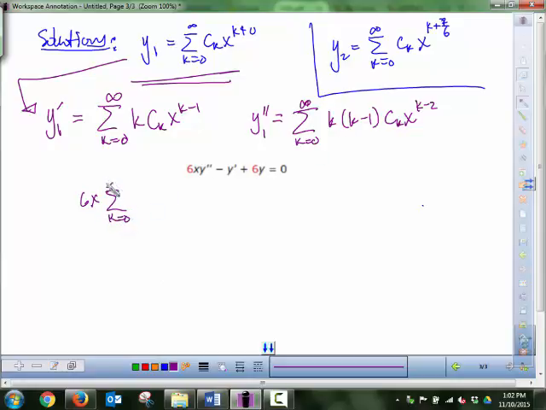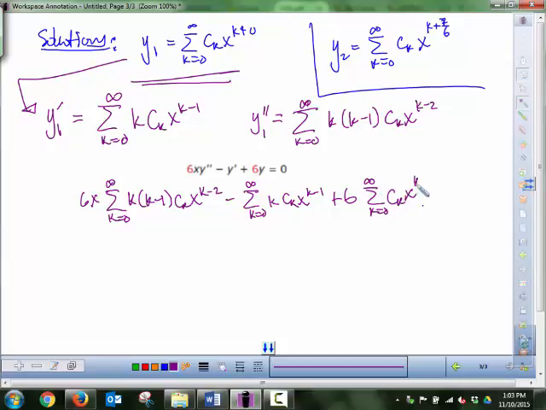The sum from k goes from 0 to infinity of k times (k minus 1), c sub k, x to the k minus 2, minus the y prime. That's k c sub k, x to the k minus 1, plus 6 times the y. That's the original y, and that would be c sub k, x to the k. And this differential equation is equal to 0.